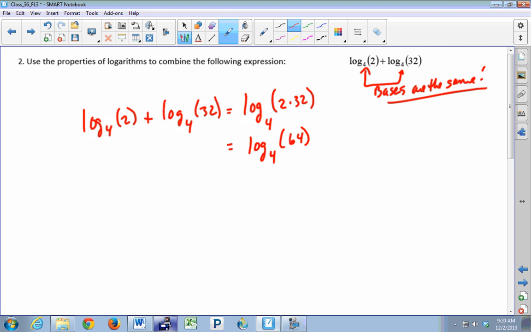And now you want to write 64 as 4 to some power, so you can just lift off your exponent. Lift off your exponent. So let's write 64 as 4 to some power. What power is 64? 4 to what power? Third. 4 times 4 is 16, times 4 is 64. So now you use the property we talked about in class on Wednesday, and you just lift off that exponent, and there's your answer, 3.